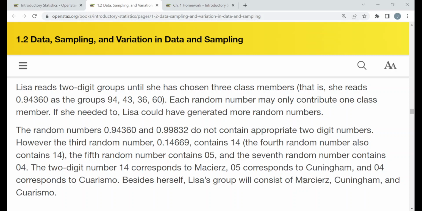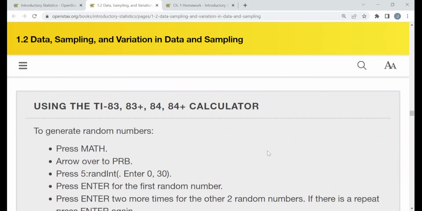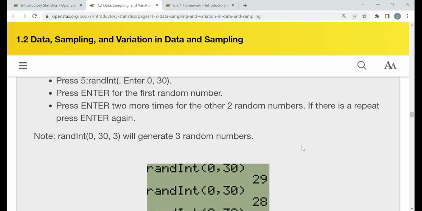Every member of the population has the same chance of being chosen for the sample. Also, every group of size n has the same chance of being chosen. All groups of size 3 have the same chance of being chosen. All groups of size 5 have the same chance of being chosen with this method. And they go through a little thing here on using a calculator. There are plenty. You can also just look up online random number generators. They're easily available.